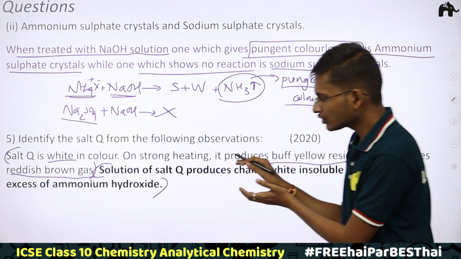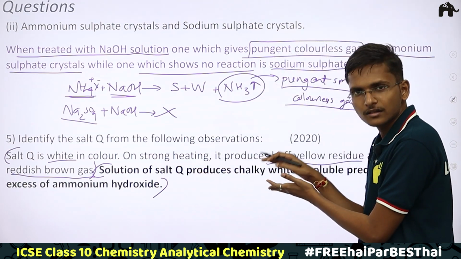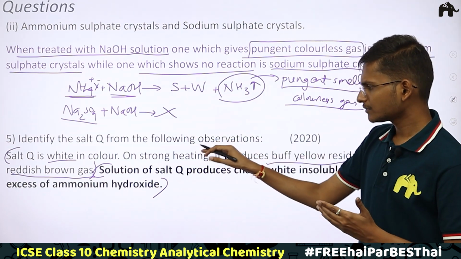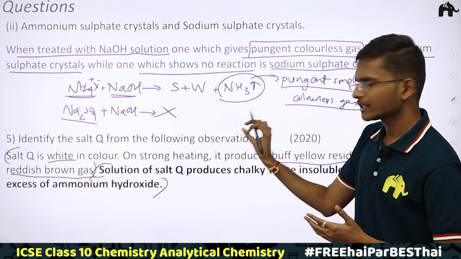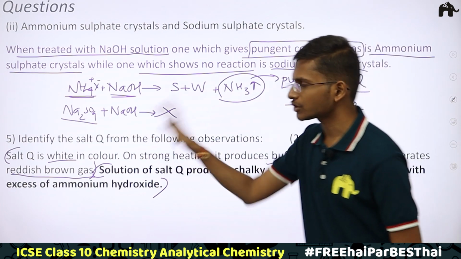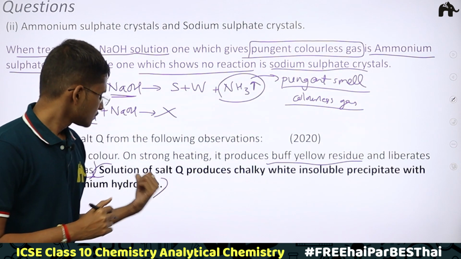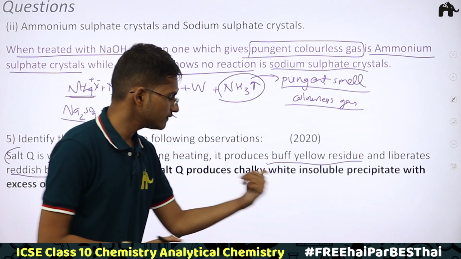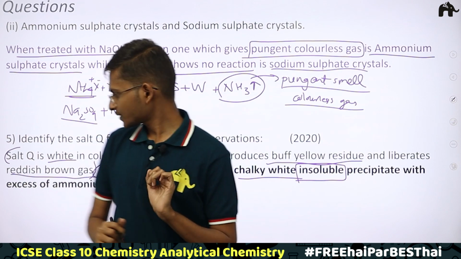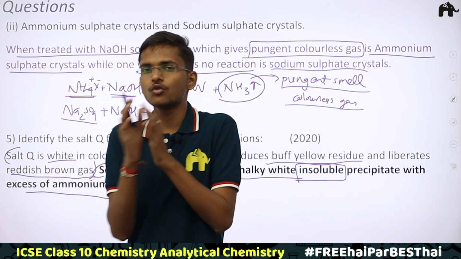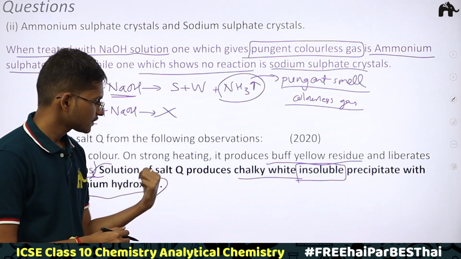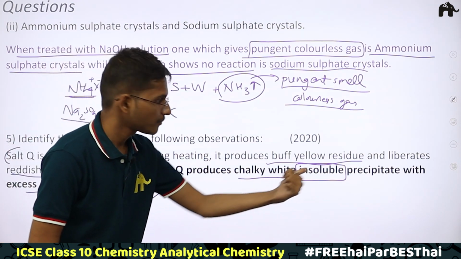So what we are going to do is try to figure out the salt Q from this part. Whatever part we can figure out, we can figure out; the rest I would tell you later. So first let's try to figure out from this sentence which salt this is. What is given to us? Solution of salt Q produces a chalky white insoluble precipitate with excess of ammonium hydroxide. Okay, so let's go one by one. First, they are saying the salt Q solution is producing a chalky white precipitate.